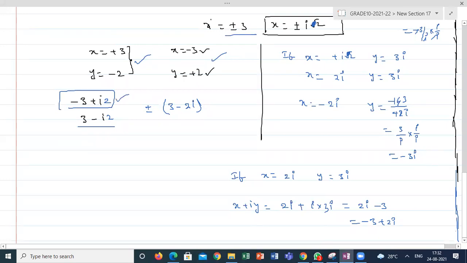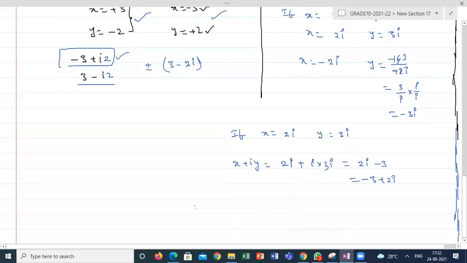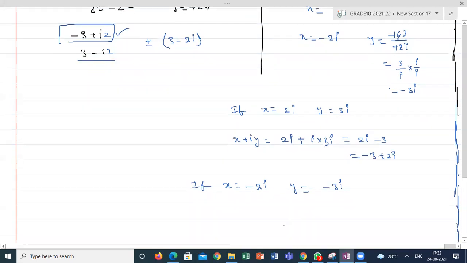If I am taking another set, if x is equal to minus 2i, what is your y value? I got y is equal to minus 3i. So what is my complex number? x plus iy is my complex number. So minus 2i plus i into minus 3i. This will give plus 3 minus 2i. See here, this is the same as your previous thing.